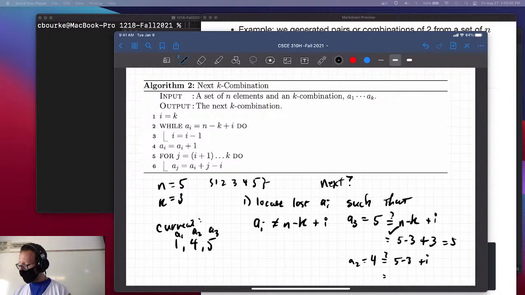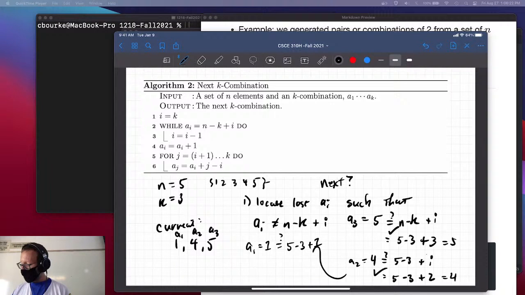Well, here, I'll keep it here. 5 minus 3, that's fixed, but now it's 2 here. So that is 4, so they are equal, right? That is equal to 4, so yes, they are equal. Now the last one, a sub 1, is equal to 1. Is that equal or not to 5 minus 3 plus 1? 5 minus 3, 2 plus 1 is 3. So they are not equal.